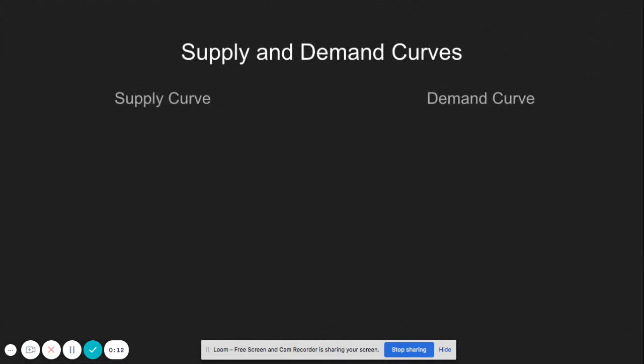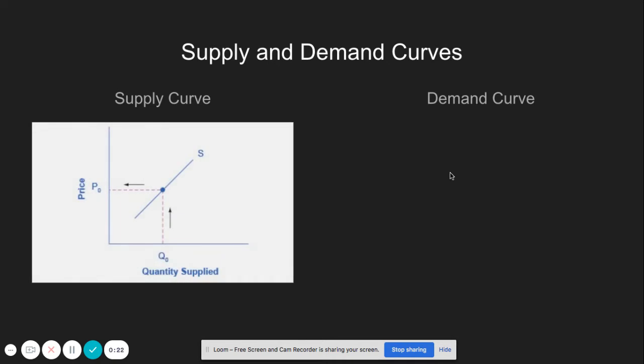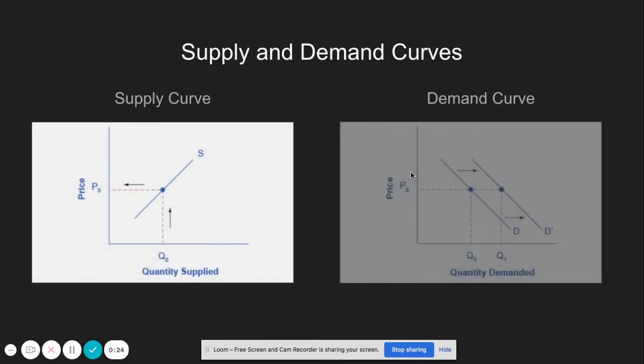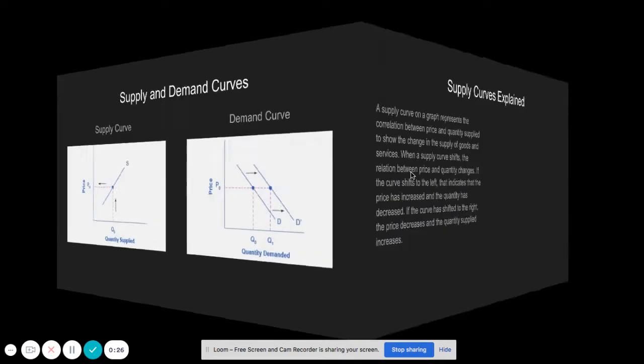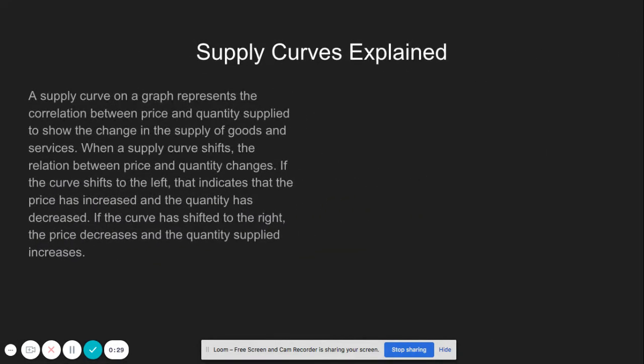Now, before we understand curve shifting, we want to understand what the curves are. There are two: a supply curve, which looks like this, and a demand curve, which looks like this. A supply curve represents a correlation between price and the quantity supplied of a good or service, and it shows the change in supply of said good or service.